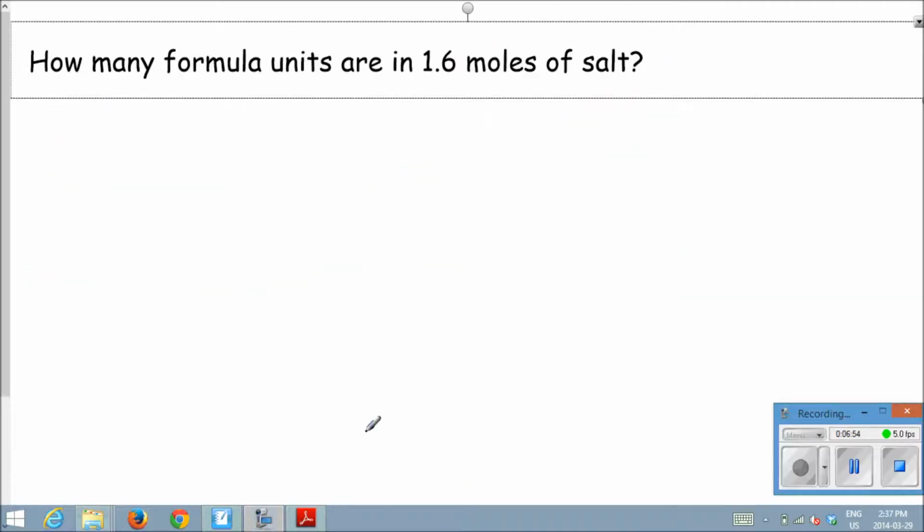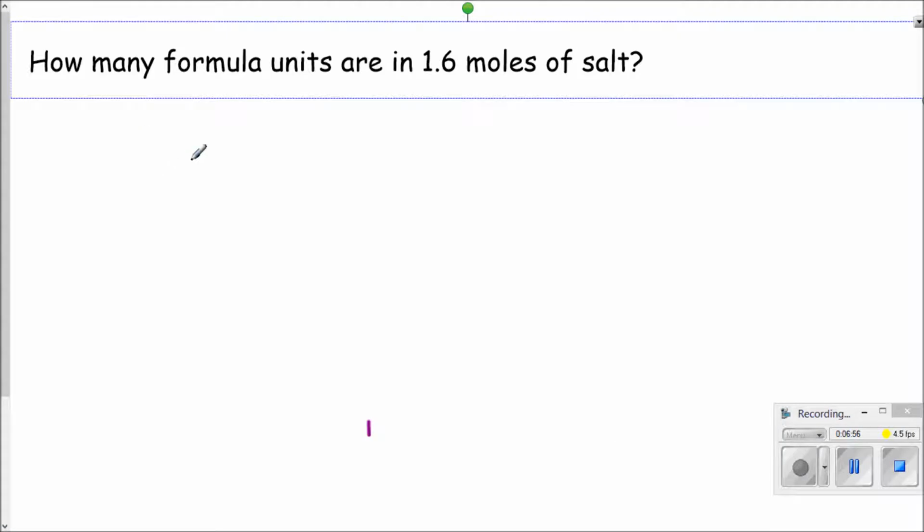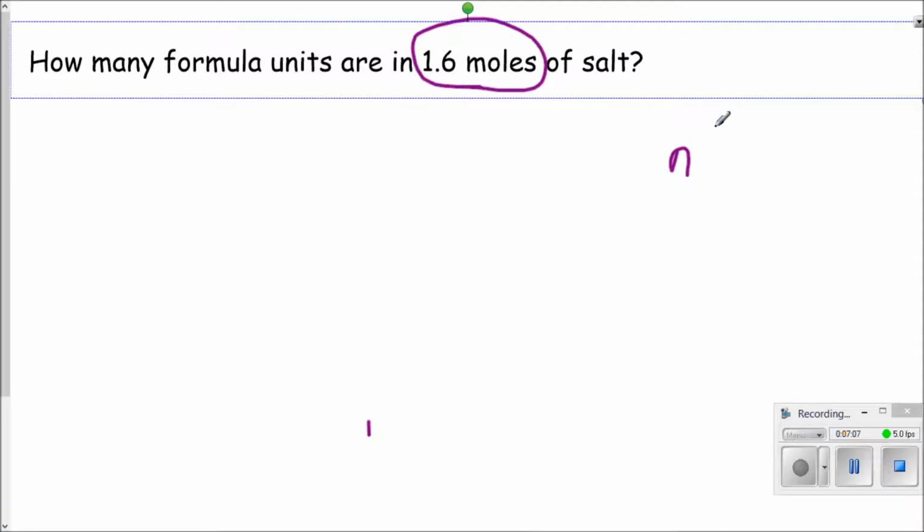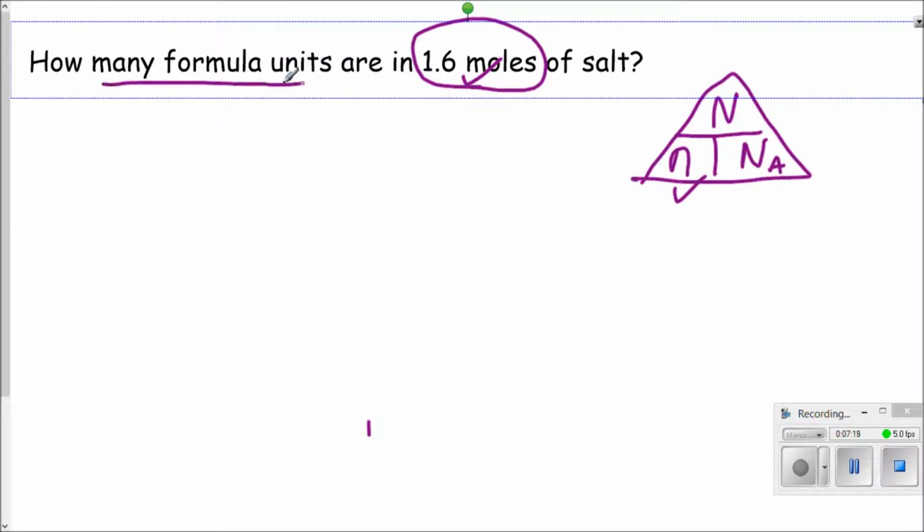So we have one question here. How many formula units are in 1.6 moles of salt? So to calculate this, what you need to do is you need to write down your triangle, okay? n equals N over Na. And let's check off what we have in this equation. We have moles, okay? So we can check off that we have that. We want to find how many formula units we have, and that is represented by the number of things. So we want to find this.